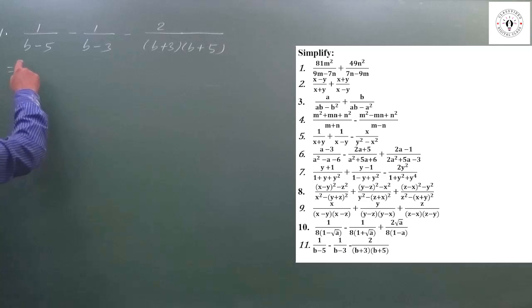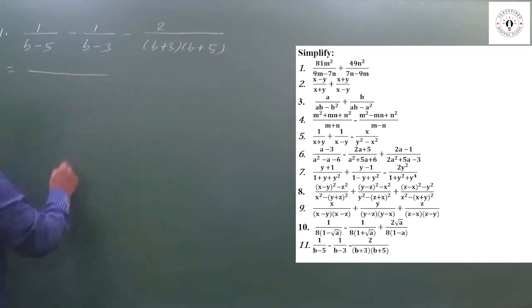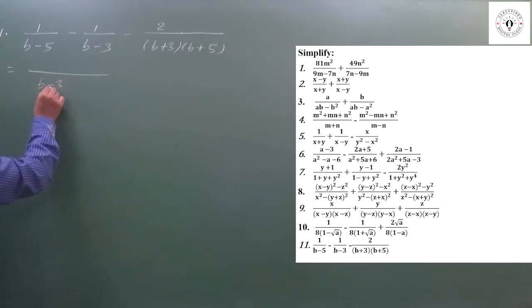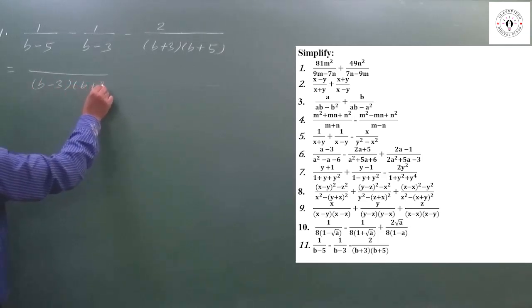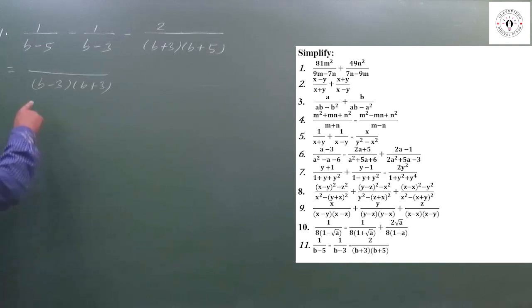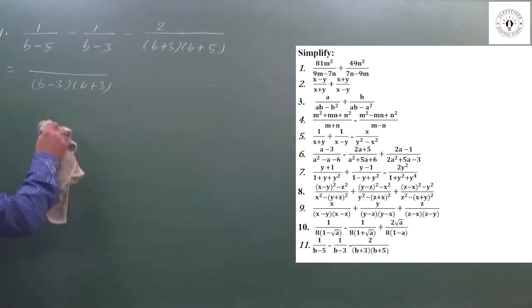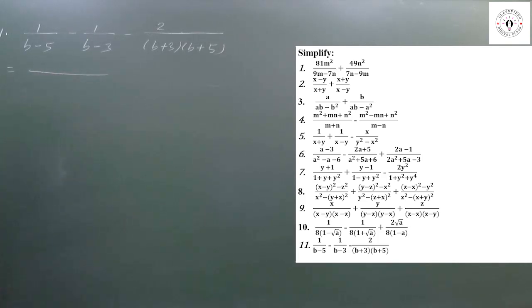Take the LCM of firstly these two denominators. So what is the LCM of these two denominators? b minus 5 into b minus 3. Which factor is not here from the LCM? b minus 3. So this one should be multiplied by b minus 3.